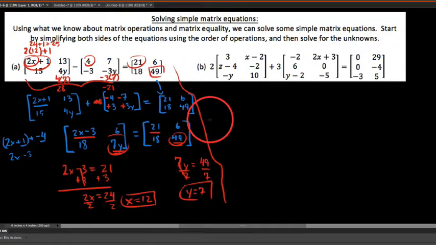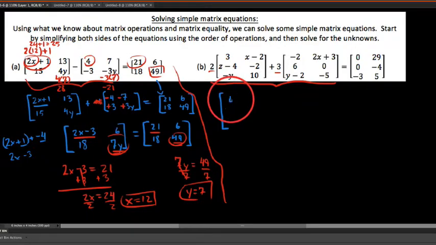So let's take a look at another example where we want to simplify one side first into a single matrix and then use matrix equality to solve for unknowns. You'll notice that in this equation we have scalars out in front of our matrices. And so let's go ahead and start by distributing those throughout the matrices themselves.